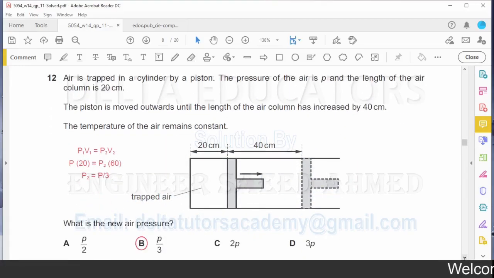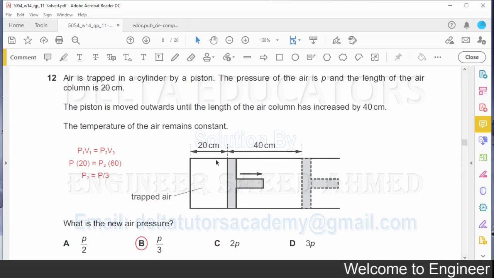Question number 12. Air is trapped in a cylinder by a piston. The pressure of the air is P and the length of the air column is 20 centimeter. The piston is moved outwards until the length of the air column has increased by 40 centimeter. The temperature of the air remains constant. What is the new air pressure?